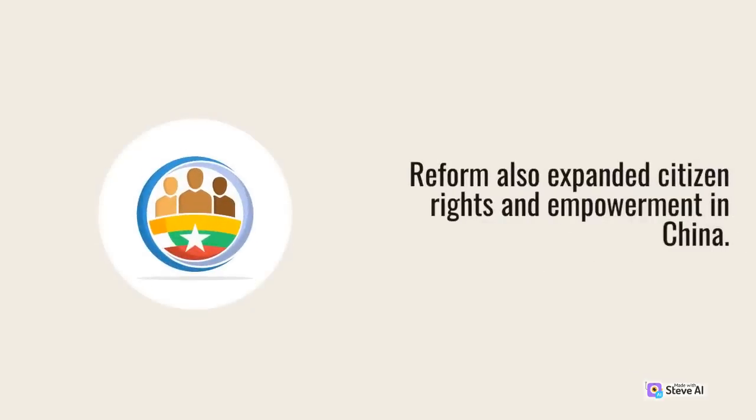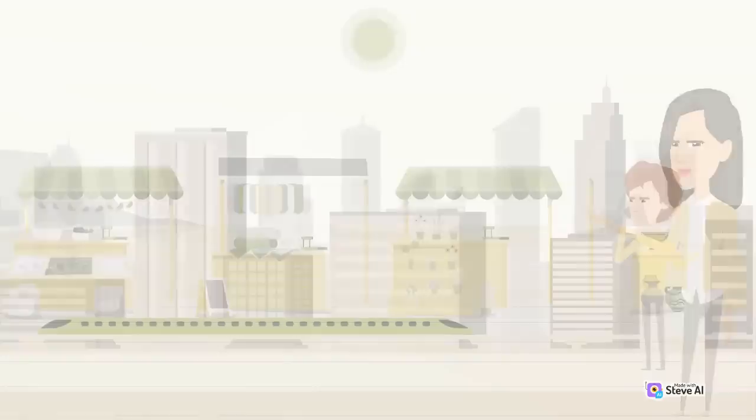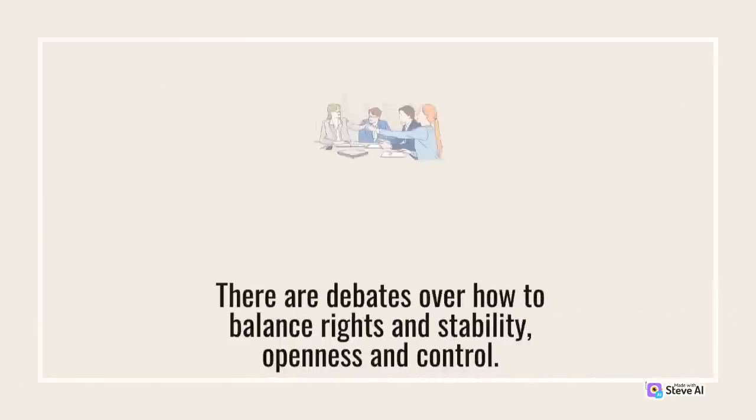Reform also expanded citizen rights and empowerment in China. There is more civil society space, access to information, religious freedom, and middle-class prosperity. However, the CCP still maintains authoritarian control and suppresses political dissent and activism. There are debates over how to balance rights and stability, openness and control.